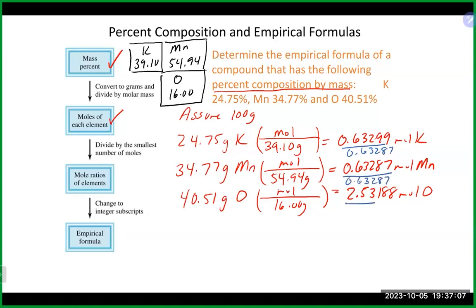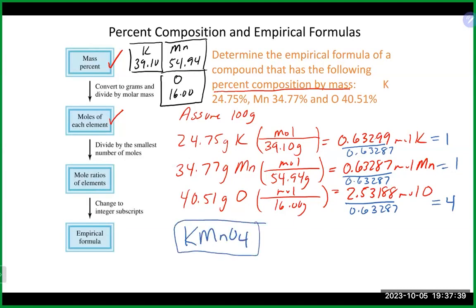We divide each by 0.63287. When we do that for potassium, it gives us a 1. When we do it for Mn, it gives us a 1. And when we do it for our last guy there, it's going to give us basically a 4. 4.0006 looks like close enough for 4. That essentially hit us all whole numbers in this case, which means that is going to be our empirical formula. So this would be KMnO4, which clearly you will tell me that is what?